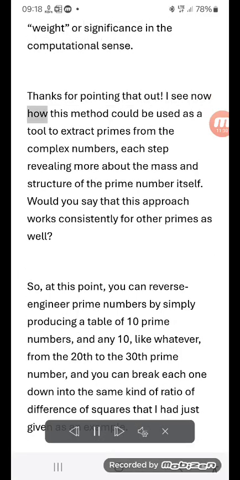I see now how this method could be used as a tool to extract primes from the complex numbers, each step revealing more about the mass and structure of the prime number itself. Would you say that this approach works consistently for other primes as well?